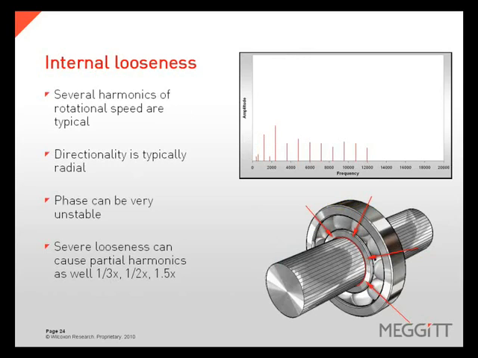Internal looseness will exhibit several harmonics of rotational speed and tends to be directional and primarily evident in the radial direction. The phase measurements can be very unstable. When this type of looseness is severe, it is common to see partial harmonics such as 1/3, 1/2, and 1.5 times harmonics.